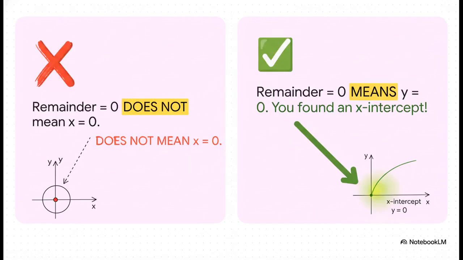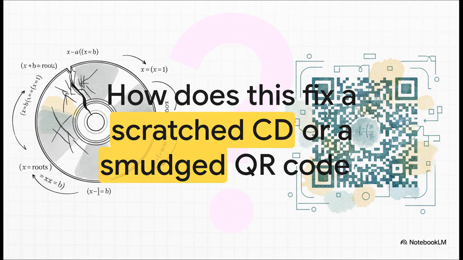The second pitfall is a little more subtle. It's about what that 0 actually means. When you get a remainder of 0, it does not mean that x equals 0. It means the output, the y value of the function, is 0. And what does that mean on the graph? It means the graph has touched down right on the x-axis. You found an x-intercept.